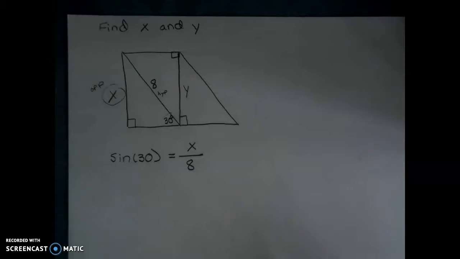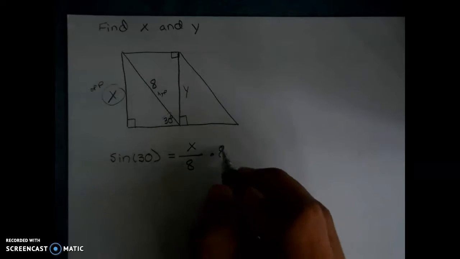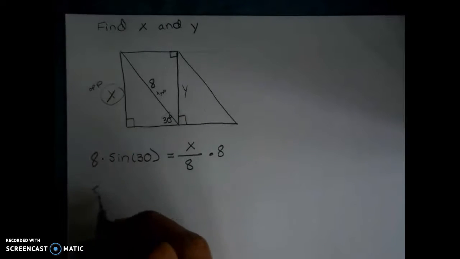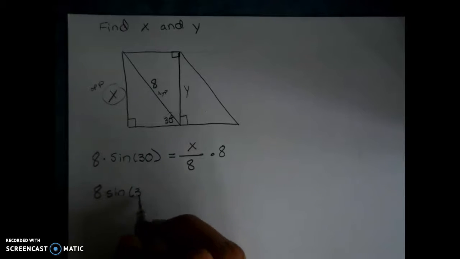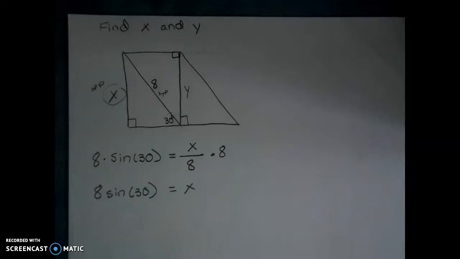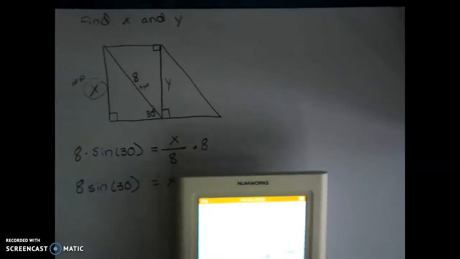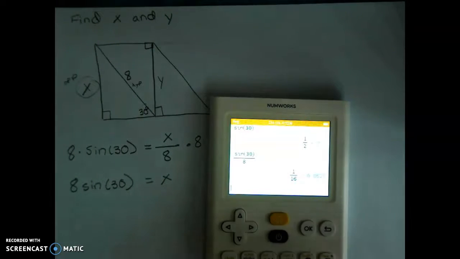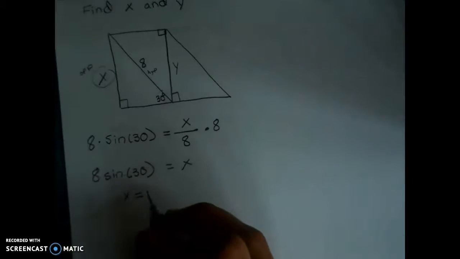Okay, now I want to solve for x. I want to get x by itself, so I'm going to multiply by 8. Multiply by 8. Here I get 8 times the sine of 30 is equal to x. Okay, so then I can plug that into my calculator. Right here. So I'm going to have 8 times the sine of 30, like that. Hit enter, and I get 4. So x is equal to 4.